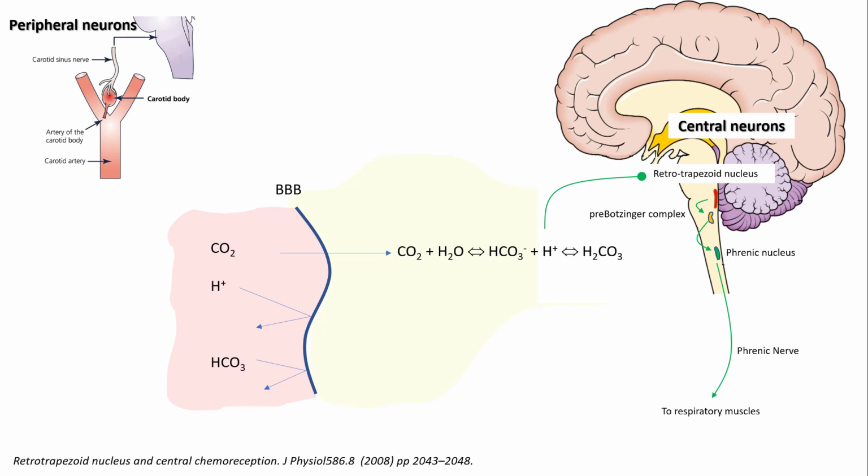Once these chemoreceptors sense an increase in hydrogen ion, they will increase the stimulus, which will go towards the phrenic nucleus and downward to the respiratory muscles, and thus increase the minute ventilation.